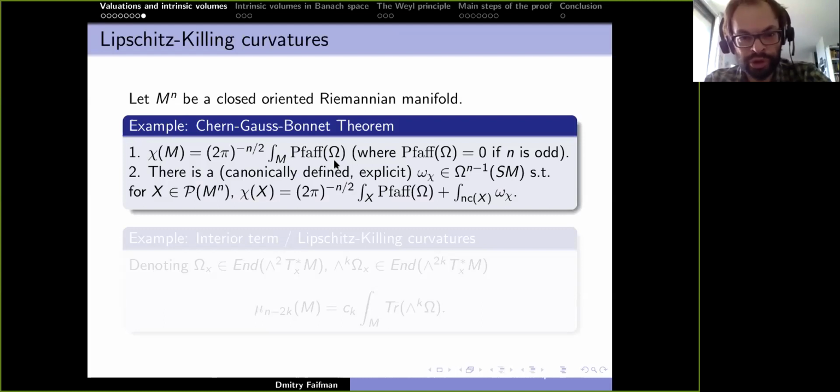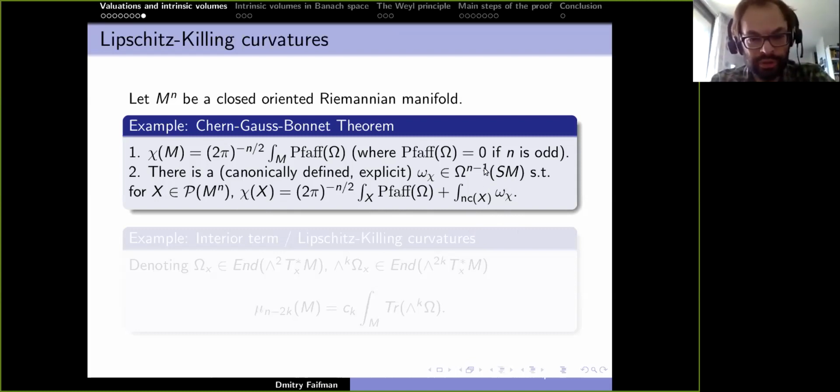So a couple of years later, Chern also found a boundary term. There is a canonical form omega kappa, which lives on the sphere bundle, such that whenever you have a reasonable subset of your manifold, you can compute its Euler characteristic by this explicit formula. You integrate the Pfaffian over the interior of X, but you also integrate over the boundary this form. So for instance, for manifolds with boundary, this would correspond to the geodesic curvature of the boundary.